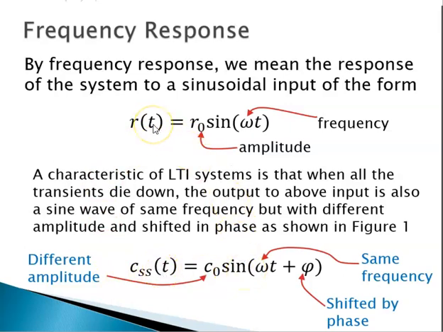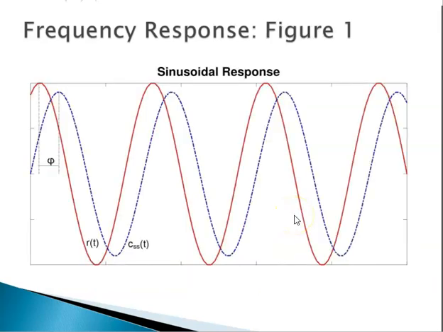If the input is a sinusoid, you can keep applying the input and you wait a sufficiently long period of time. The output represented by C_SS, steady state output, is also a sinusoid with the same frequency but with a different amplitude and a phase shift. We are interested in two aspects here. Okay, what is the ratio of this C0 to R0? We call it magnitude ratio. And what is this phi? This we call phase shift. So we are interested in these two.